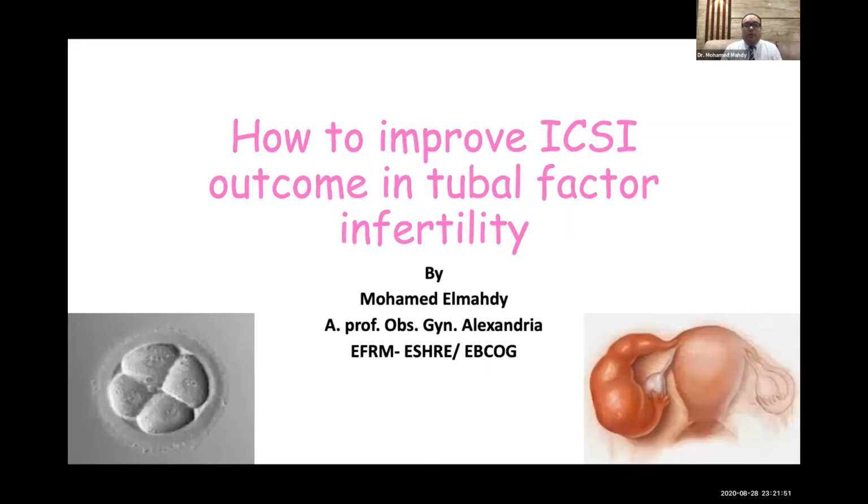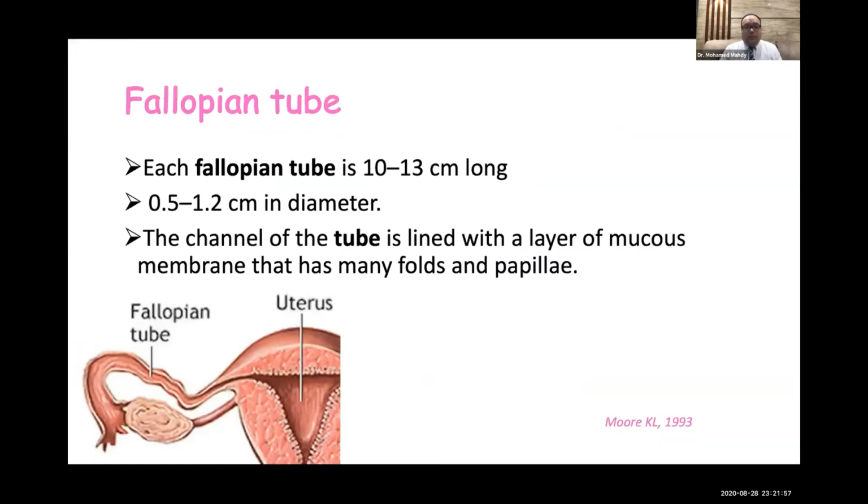Our topic is how to improve ICSI outcome in tubal factor infertility. At first, we should know the anatomy and physiology of the fallopian tube. The fallopian tube is about 10 to 13 centimeters in length and about 0.5 to 1 centimeter in diameter.